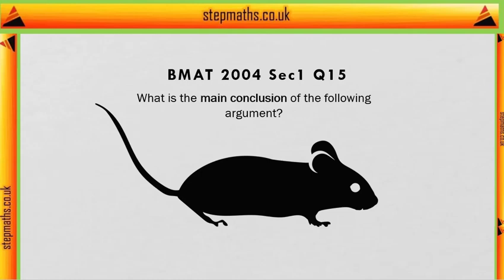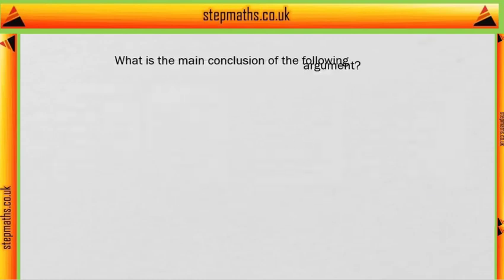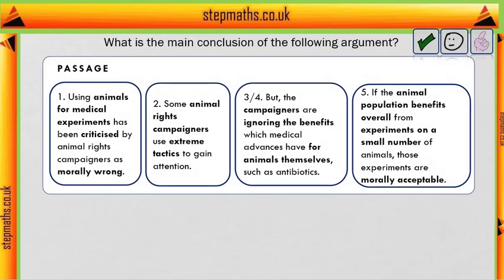This is question 15 from section 1 of the 2004 BMAT, and in this question we're asked to find the main conclusion of the argument. So let's have a look at the question. We'll just remind ourselves the conclusion is often a solution to a problem, a reaction, or a should type statement.